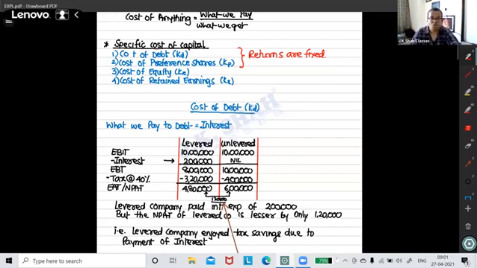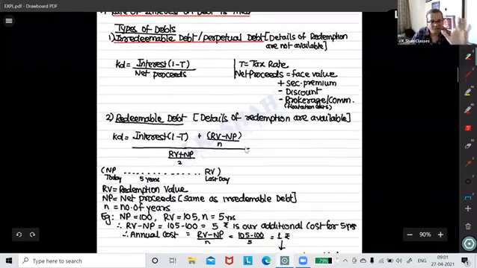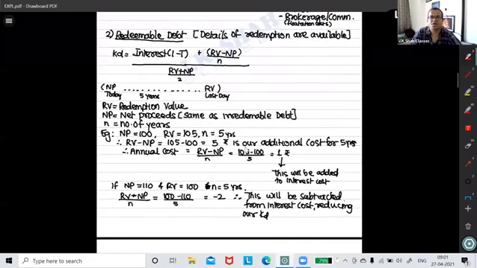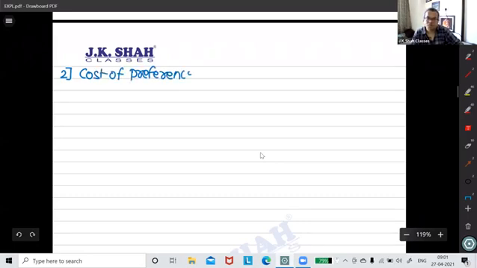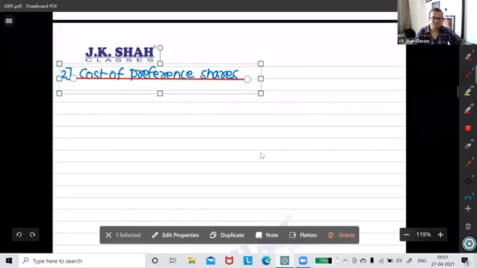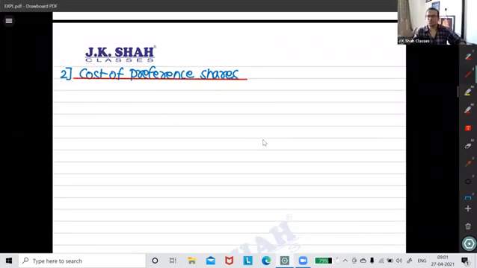Okay, so the formulas are going to follow the same pattern. The only difference would be that instead of the word interest, I use the word preference dividend. So let's write that. Cost of preference shares. Same story.